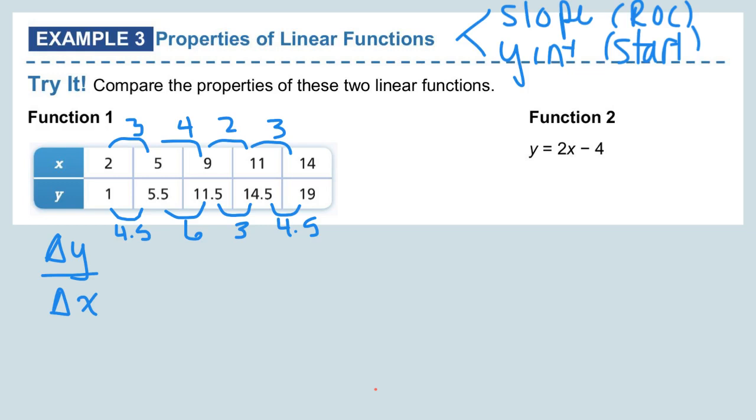Let's just see what happens if we take our change in y over change in x. Let me do it again. Change in y over change in x. Let me try again. Change in y, change in x. And if you look, the last one is already done for us. If I were to divide all of those, I would get a slope of 1.5.